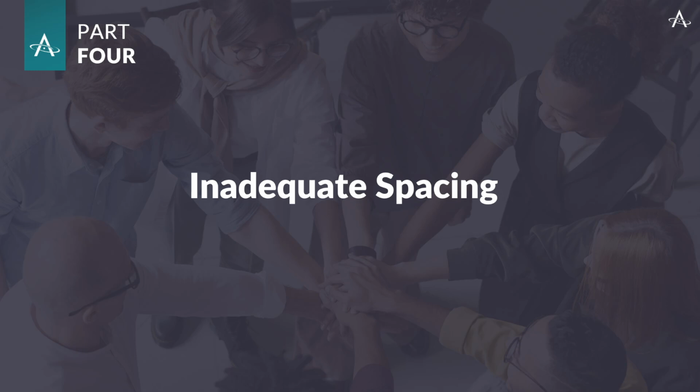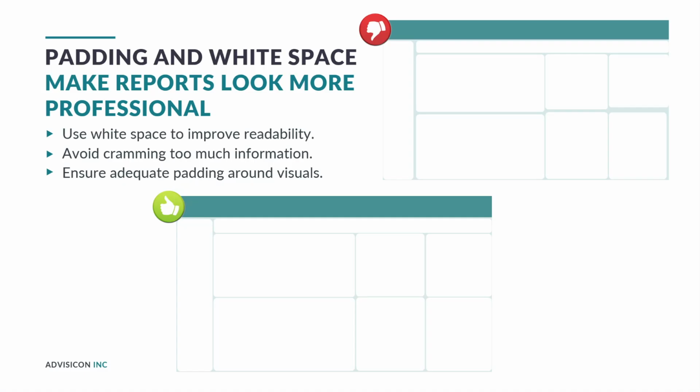Now let's learn the importance of padding and white space in reducing clutter and enhancing the user experience. So let's talk about spacing and alignment. Inconsistent spacing and misaligned elements can make a report look cluttered and unprofessional. So, to avoid this, use grids and guidelines to align your visuals and text. Consistent spacing between elements is key to creating a cohesive layout. This not only improves the aesthetic appeal, but also helps users navigate and understand the report more easily.